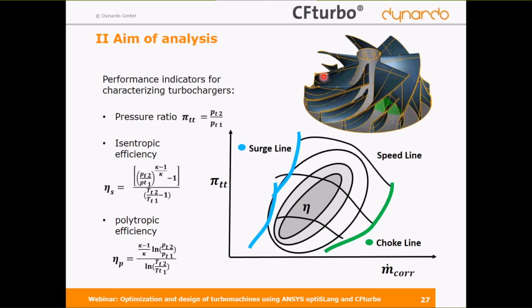The turbocharger is a good example for a turbo machine that's not only working at one operating point, but on multiple operating points. And of course, if you want to do optimization, you want to optimize all these operating points. They are shown, for example, in a performance map like this, where you see pressure ratio versus corrected mass flow, and the operating points are limited due to surge line, speed line, and choke line. And the first dimension here is efficiency, for example.